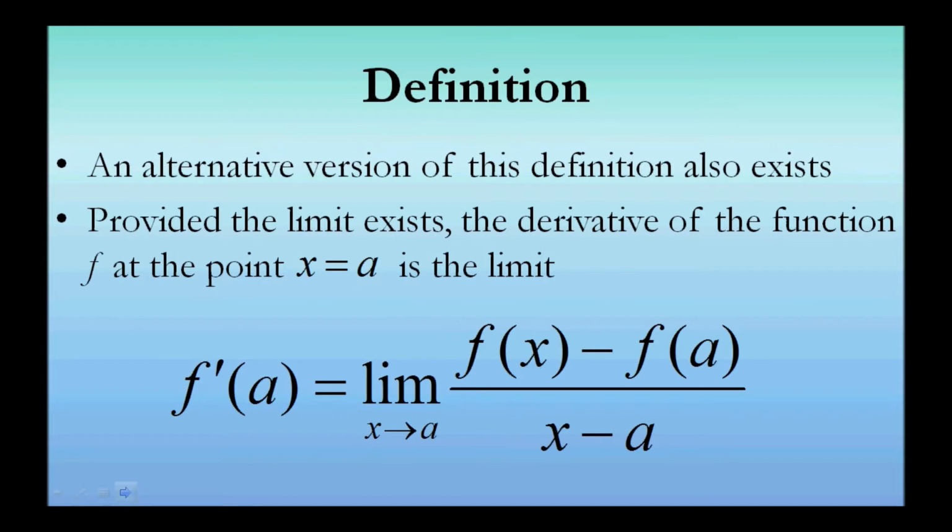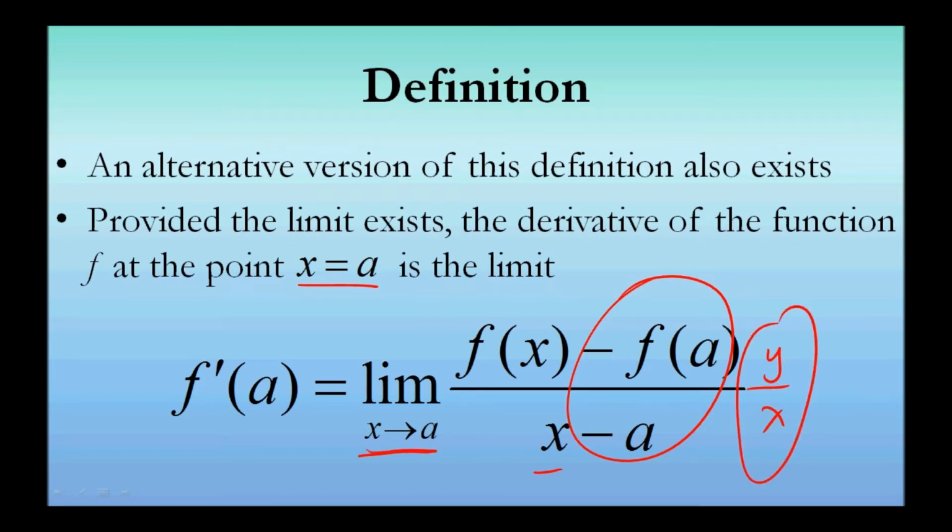Provided the limit exists, the derivative of the function f at the point x equals a is the limit, f prime is the limit of f of x minus f of a over x minus a. So what is this really? f of x can be looked upon as, in most cases, y, and x is simply x. And this other stuff helps us to become more precise as the x approaches a.